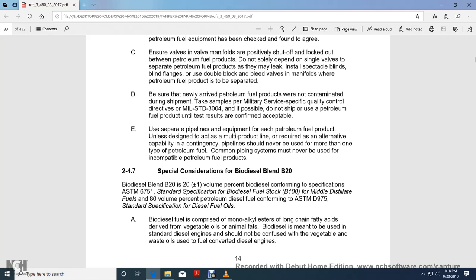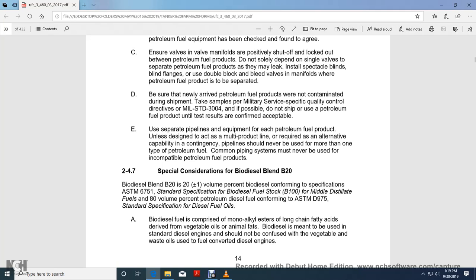Special consideration: biodiesel blend B20. Biodiesel blend B20 is 20 plus or minus 1 volume percent biodiesel conforming to the ASTM D6751 standard specification for biodiesel fuel stock B100, and 80 volume percent petroleum diesel conforming to the ASTM D975 standard specification for diesel fuel oils.